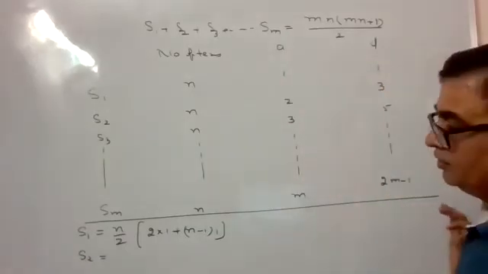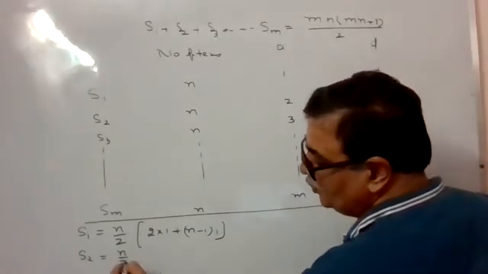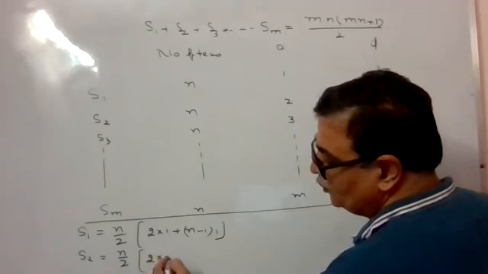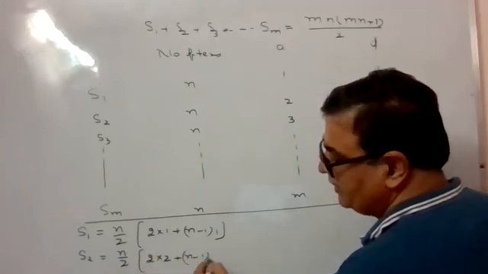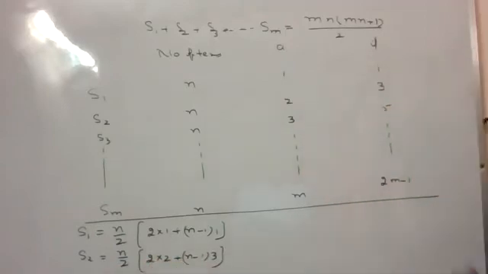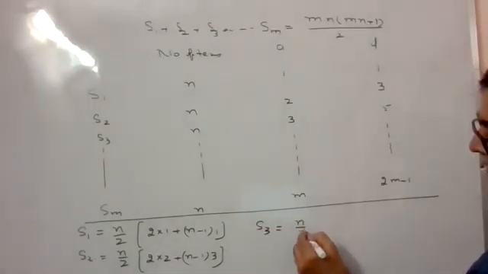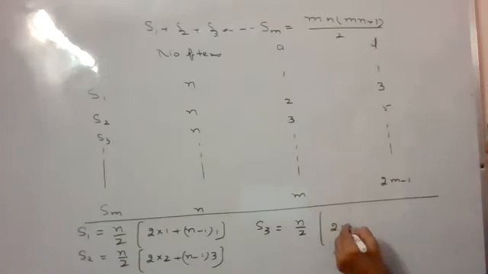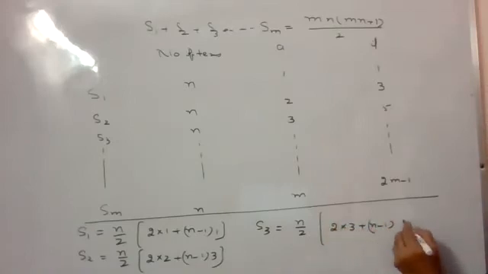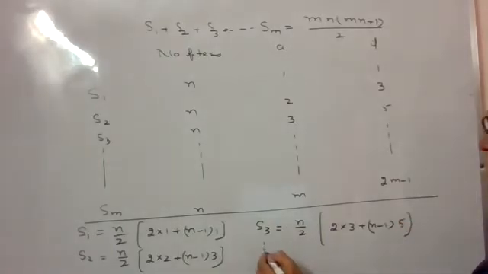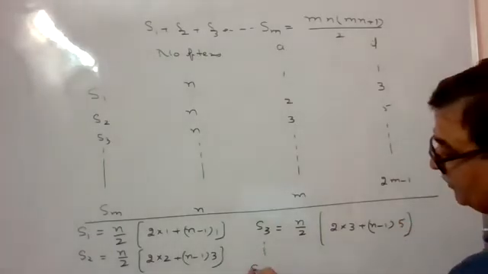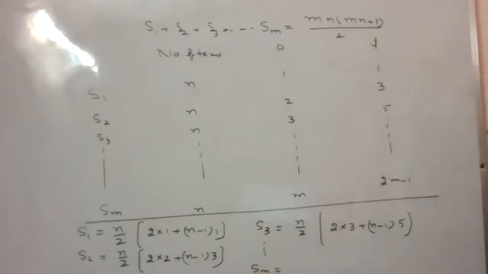n by 2, 2 into 2 plus (n minus 1), here d will be 3. Then I go for S3. It will be n by 2, 2 into 3 plus (n minus 1) into how much? 5. This way it will continue. Last will be Sm. It also has how many terms? n terms.